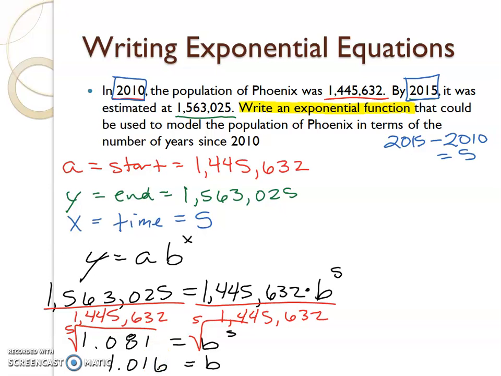Okay, so my answer for this, I now know my b value, and I already knew my start value. The y and the x we're leaving there, because remember we're making a function, so I need an input so that I can find an output. So my answer is y equals 1,445,632, okay? And then times, or I can put it in parentheses. A lot of times they'll put it in parentheses, and I didn't leave myself enough room.